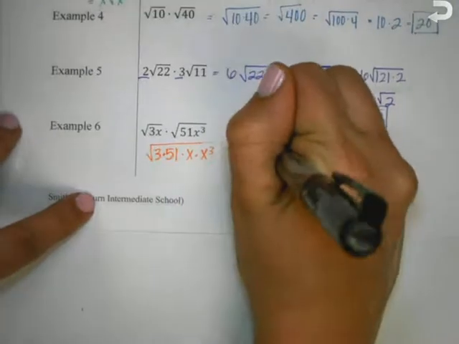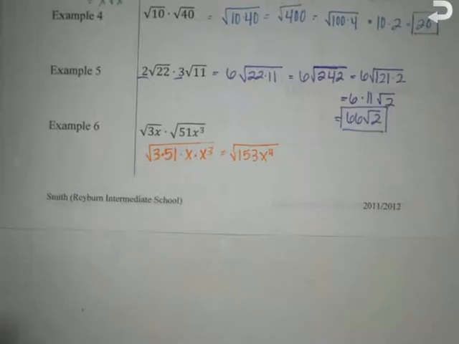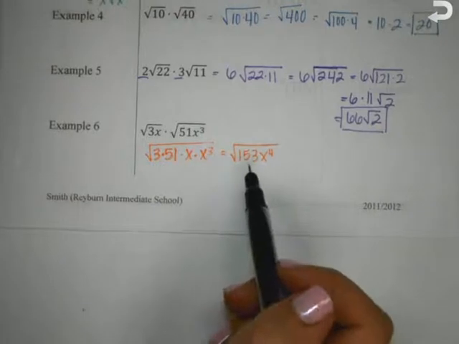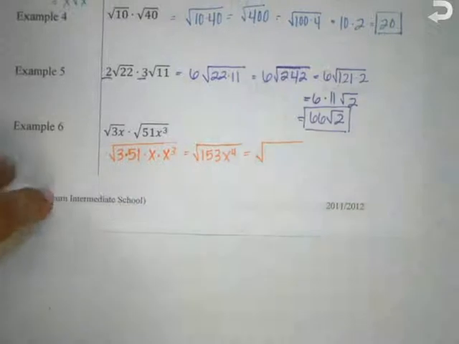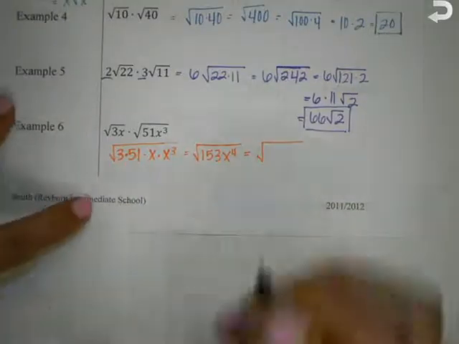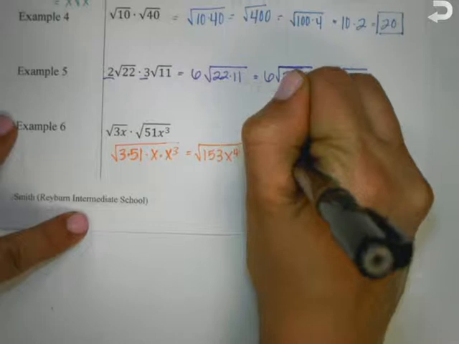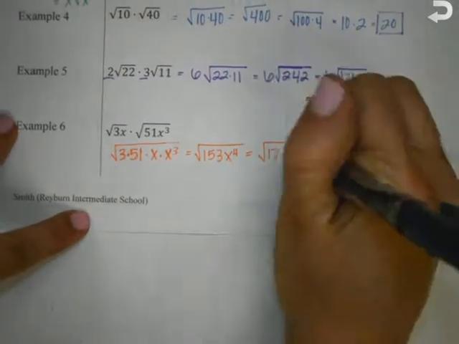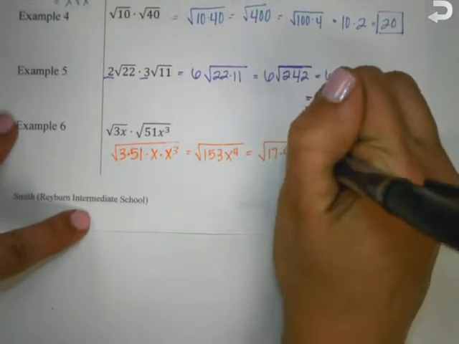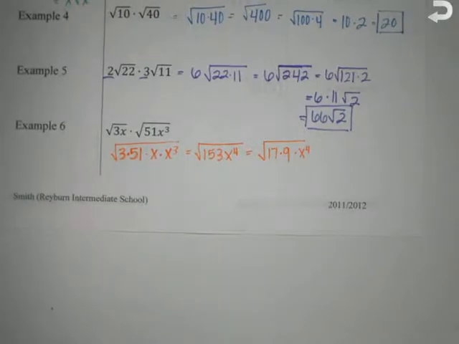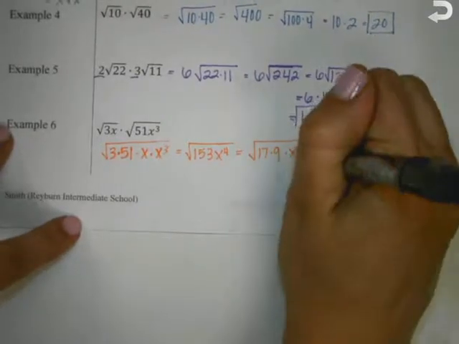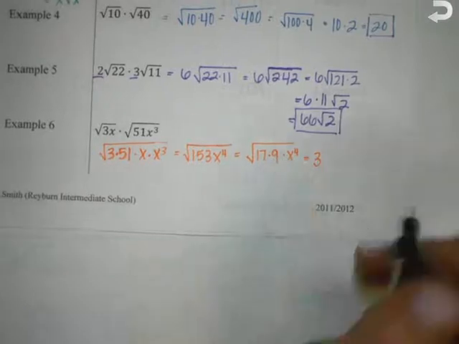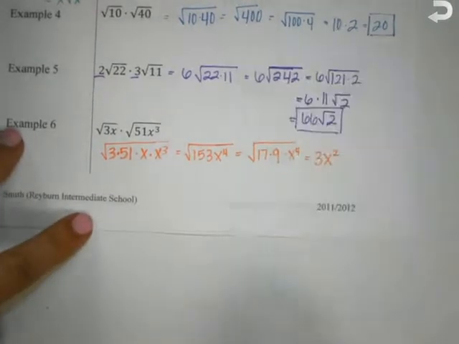Okay. Can I rewrite 153 using a perfect square? No. You can. 17 times 9 times x to the fourth. Okay, let's look at this. Square root of 9 is what? 3. What's the square root of x to the fourth? x to the second. So 3x squared is on the outside. What's left inside? 17.